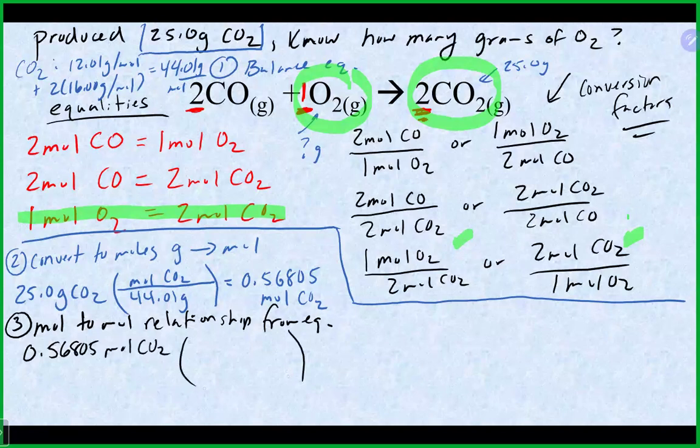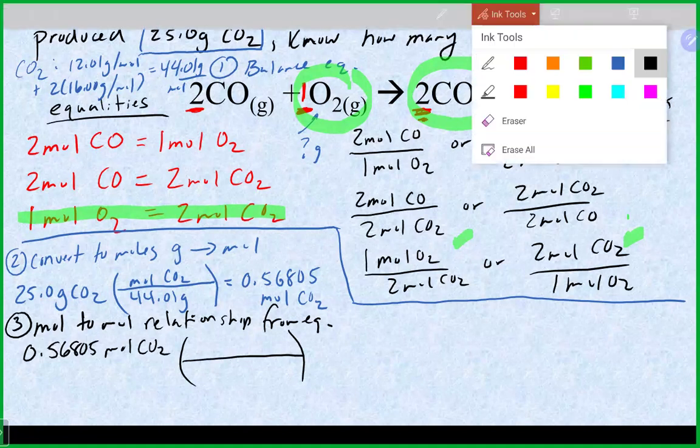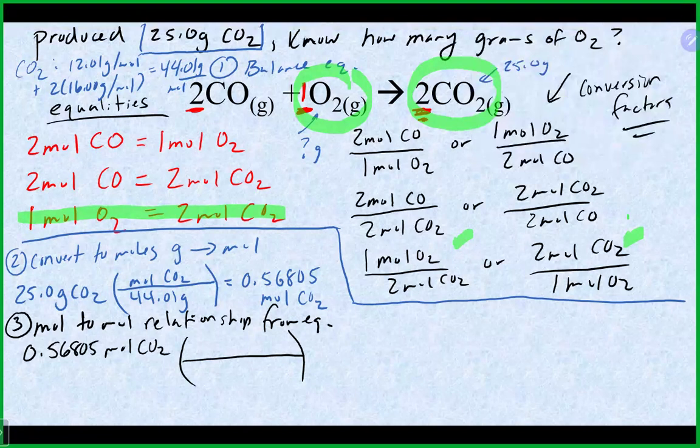I want to get rid of the CO2. And this is going to be the stoichiometry part of it. So when I look at my option of conversion factors over here, the one that has CO2 on the bottom is going to be this very first one. And that's going to be the one that I want to use here.